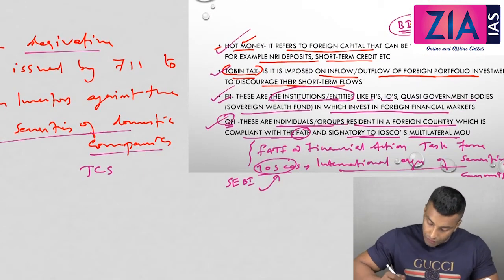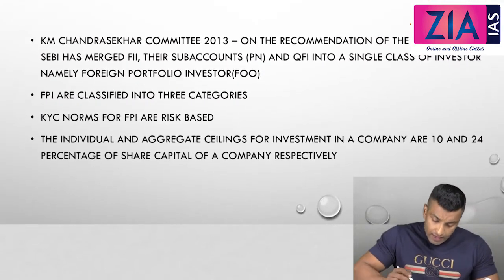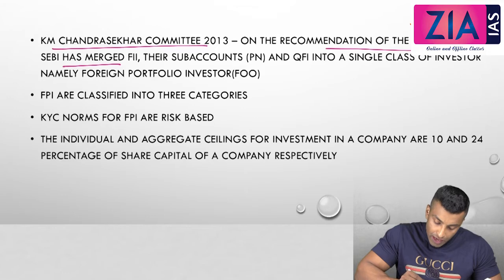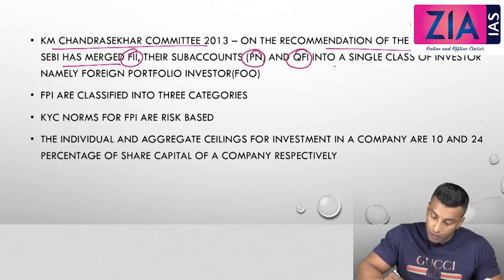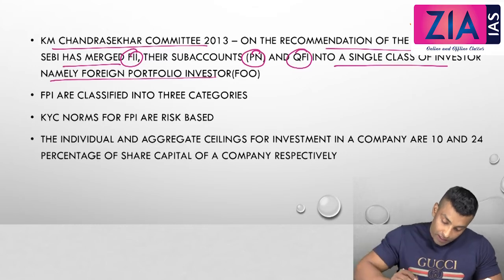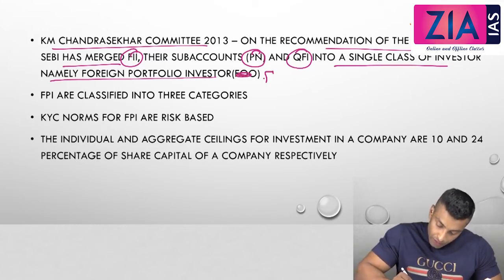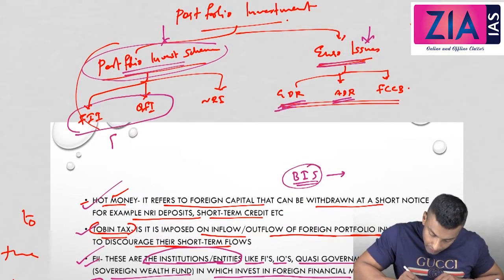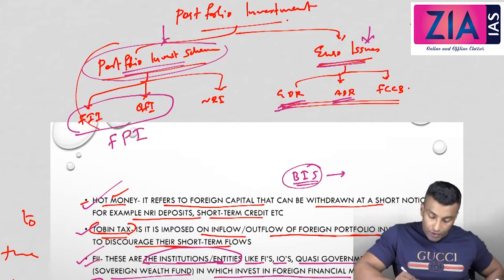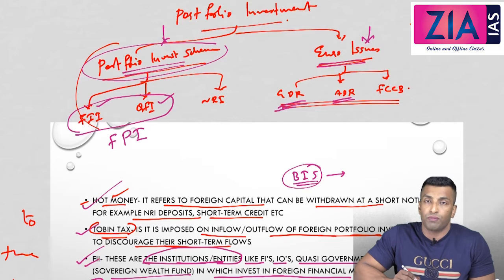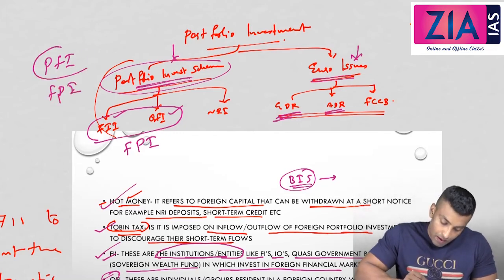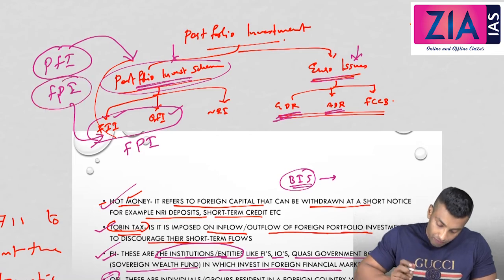Now QFI is done, FII is done. Let's move on to this. There was a committee in 2013, the KM Chandrasekhar committee. On the recommendations of the committee, SEBI has merged FII, their sub-accounts that is PN, and QFI into a single class of investor, namely the portfolio investor. So foreign portfolio investor, FPI. We have discussed these three cases, and QFI and FII merged and together are called foreign portfolio investor. Portfolio investment is different: PFI is portfolio investment, FPI is foreign portfolio investment, so you don't have any confusion.